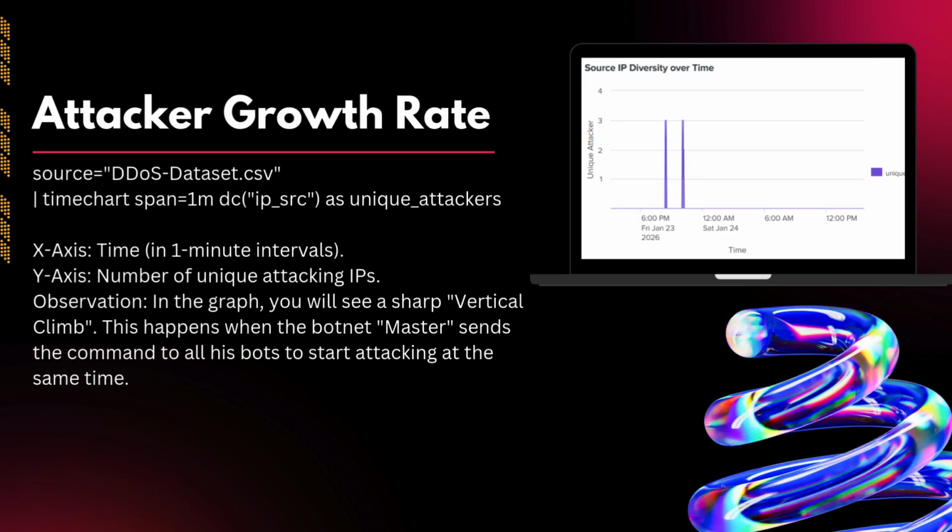From this query, we can know how many bots are attacking us. We use DC, also called distinct count, to track the number of unique attackers every minute. If you look at the time chart, the line goes up like a rocket at 8:18 p.m. This shows the botnet activation. Within just a few minutes, hundreds of new IPs started hitting our server. This tells us that the attacker is using a very large and distributed network to try and take us down.